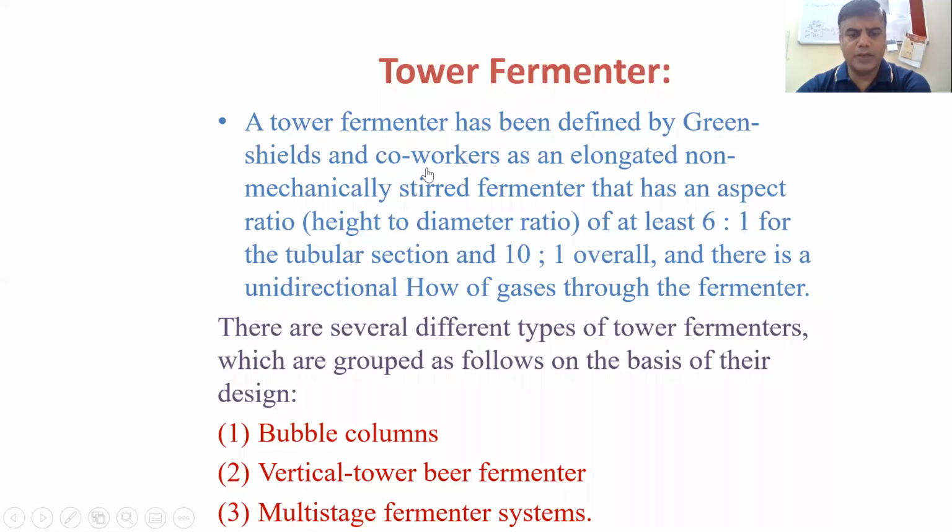There's a tower fermenter also. A tower fermenter has been defined by Greenfield and co-workers as an elongated, non-mechanically stirred fermenter that has an aspect ratio of at least 6:1 for the tubular section and 10:1 overall. And there is a unidirectional flow of gas through the fermenter. So bubble column, vertical tower, beer fermenter, multi-stage fermenter systems are designed for the tower fermenter.